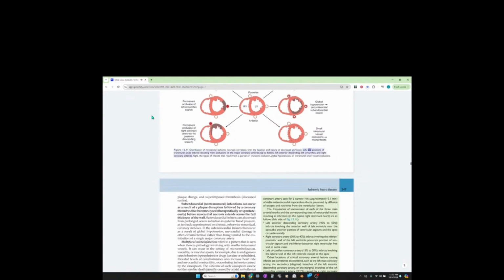Left, the positions of transmural acute infarcts resulting from occlusions of the major coronary arteries, top to bottom: left anterior descending, left circumflex, and right coronary arteries. Right, the types of infarcts that result from a partial or transient occlusion, global hypotension, or intramural small vessel occlusions.